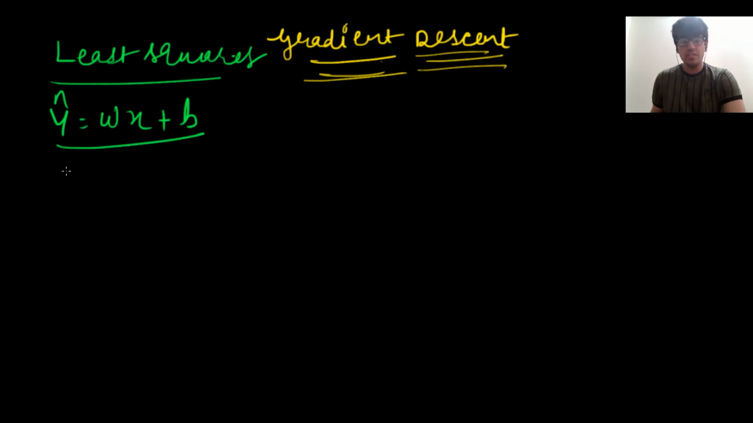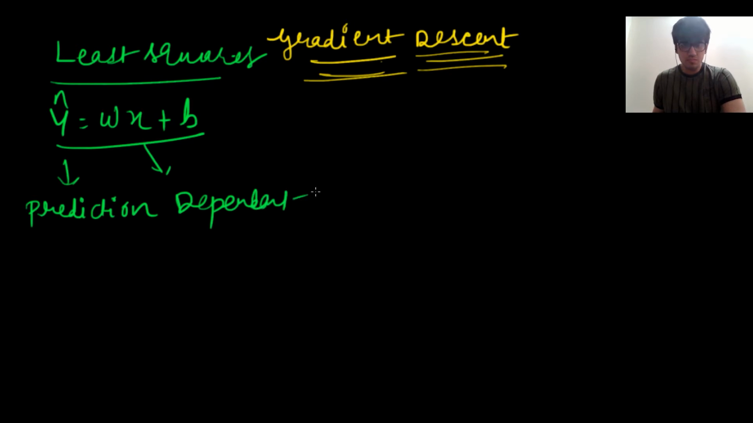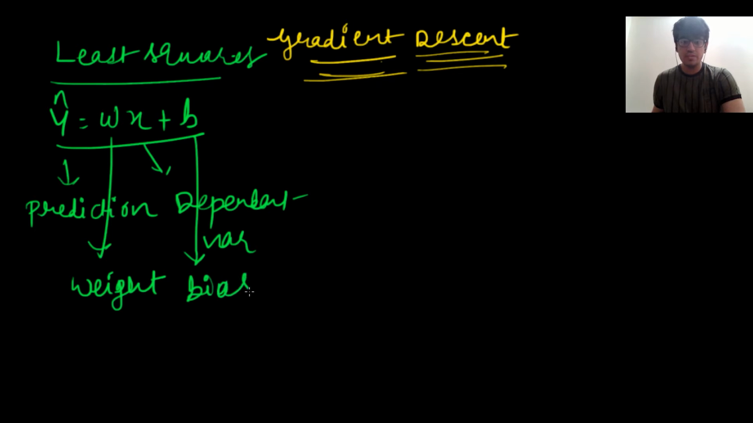Now, what are all these terms? Over here, y hat is nothing but the prediction that you need to find out. X is your independent variable, and w is the weight or the weights, and b is nothing but the bias.